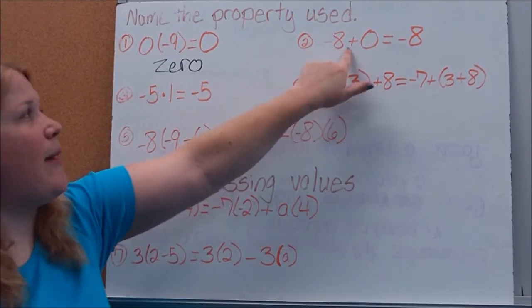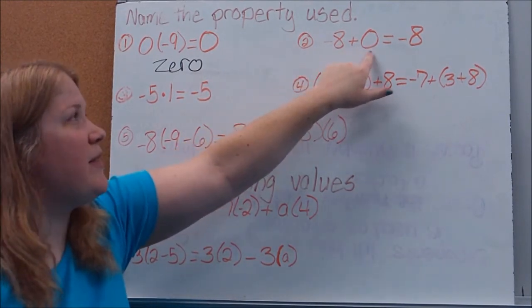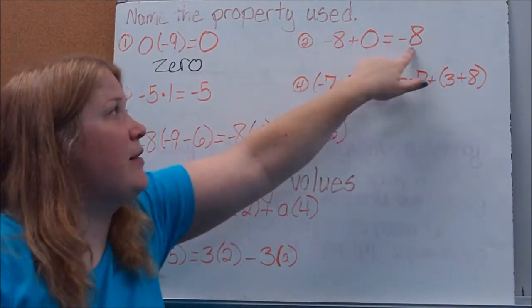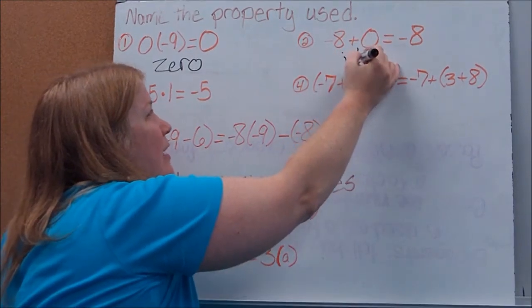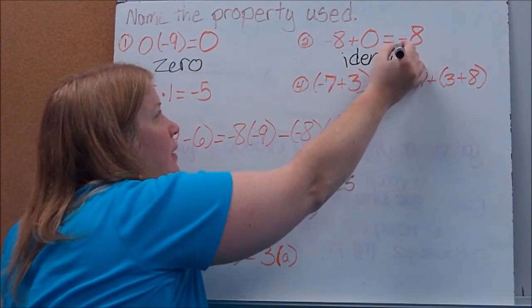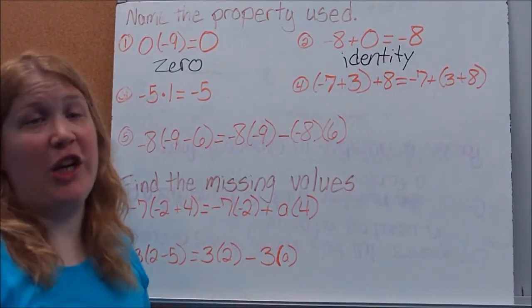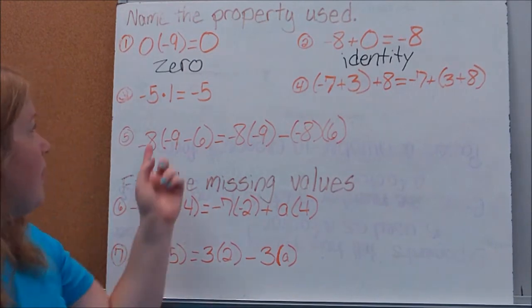Over here, I'm adding, so it's going to be a property of addition, negative 8 plus 0. So what I've done is I've still wound up with negative 8, so my number that did not lose its identity, I added 0, that's the identity property. The identity property simply says that the number's not changing. I added 0, my number didn't change, identity property.